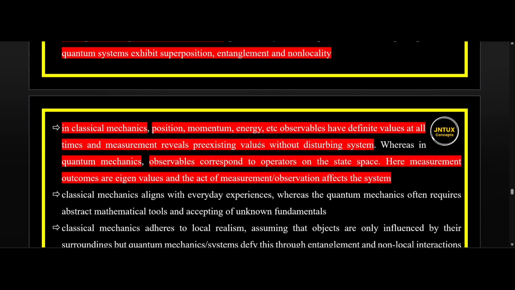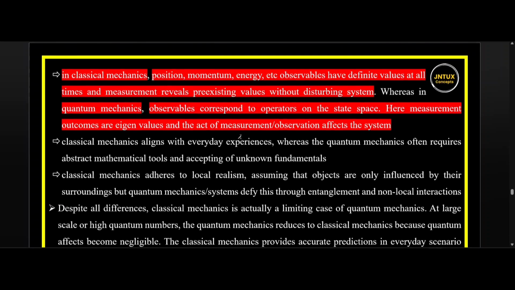So it means when an observable like position or momentum in classical mechanics is measured, it just reveals a pre-existing value without disturbing the entire system. But when the same is done in quantum mechanics, it responds in a different way. The outcomes in quantum mechanics are eigenvalues, that is, real numbers. And the act of measurement itself, the act of observation itself, disturbs the entire system. It changes the system. So that is the summary of this third point.